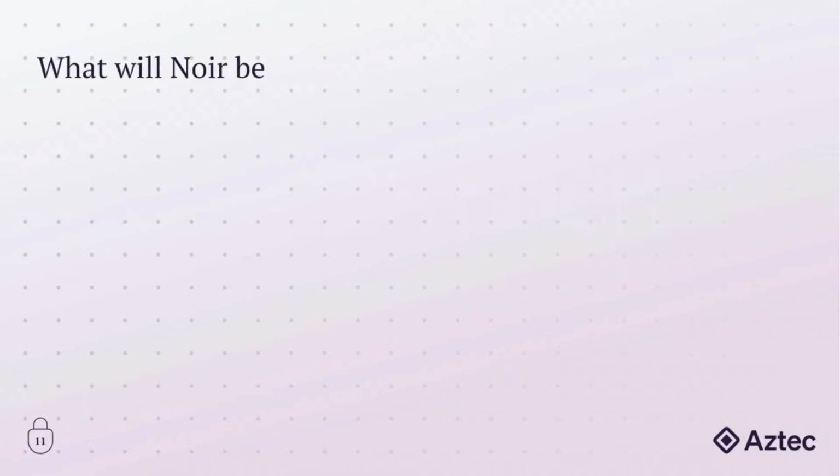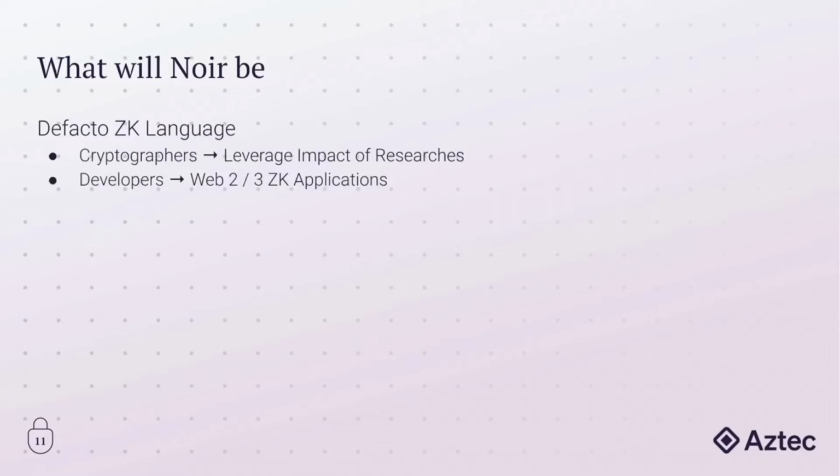Noir is first and foremost fully open source and is highly flexible. We are therefore confident that we all will enjoy using it for everything ZK. For cryptographers, whoever is working on the latest and greatest proving systems can easily leverage their impact by implementing them as Noir proving backends. For developers, it has never been easier to tap into the benefits ZK offers in both Web 2 and Web 3.